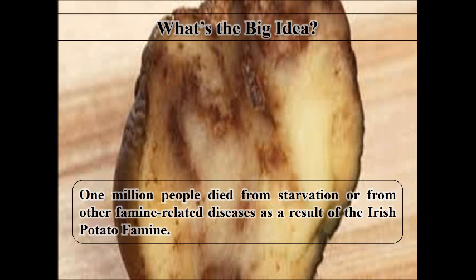The big idea of today's lesson is that 1 million people died from starvation or from other famine-related diseases as a result of the Irish potato famine. A famine is an extreme scarcity of food. It occurs because of war, inflation, or crop failure. The Irish potato famine that occurred in Ireland occurred because of crop failure.